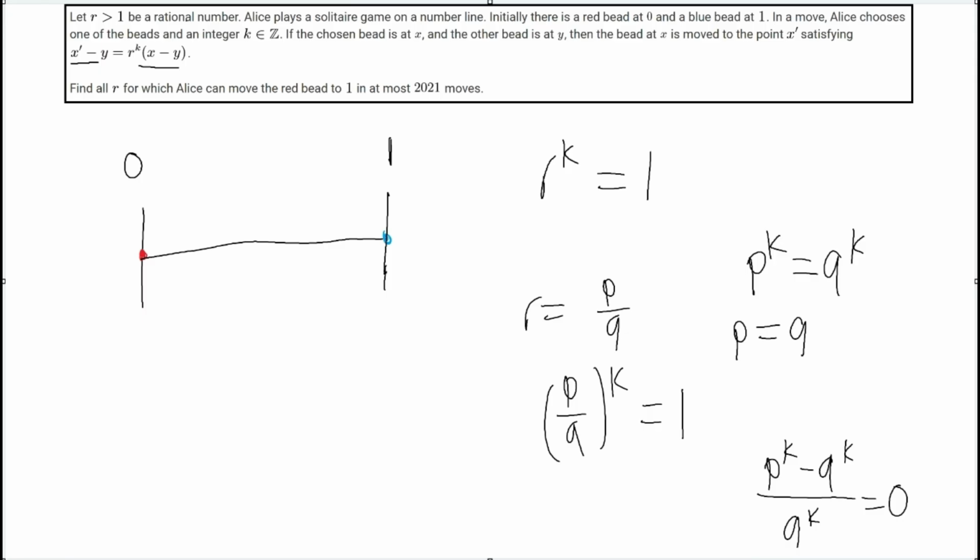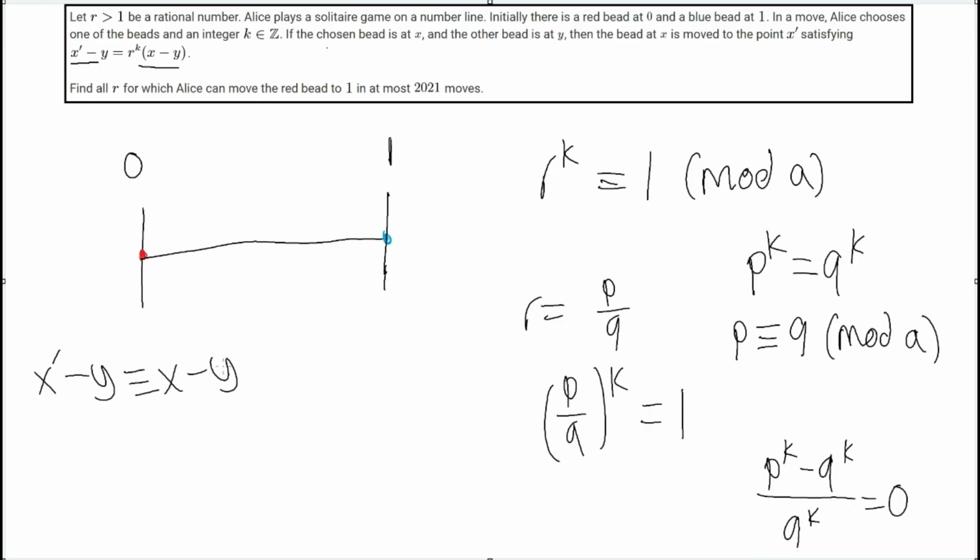But we can't really have that happen unless we look at things modulo some prime, or some number. So suppose that p is equivalent to q mod a. Then that means that r to the k is equivalent to 1 mod a, which means that x prime minus y is equivalent to x minus y mod a. But then when we cancel out the y, we get x prime is equivalent to x mod a.